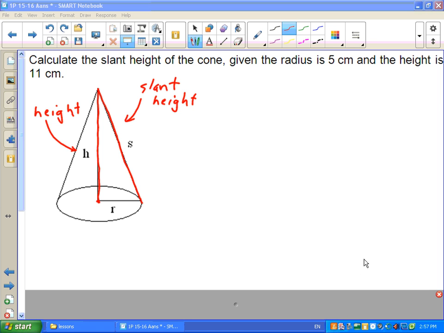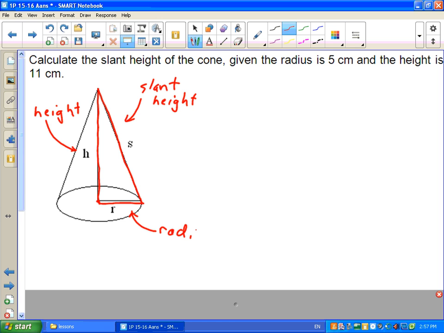And across the bottom here, this line represents half of our circle that forms our base. So down here, this is our radius. Okay? And together these three things, the height, the slant height, and the radius, form a right-angled triangle. So that's why we can use the Pythagorean theorem to solve for one of the sides.